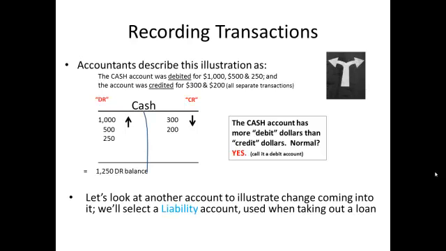Let's look at another account to illustrate the change coming in here. We'll select the liability account, an account on the other side of the equation, used when taking out a loan.